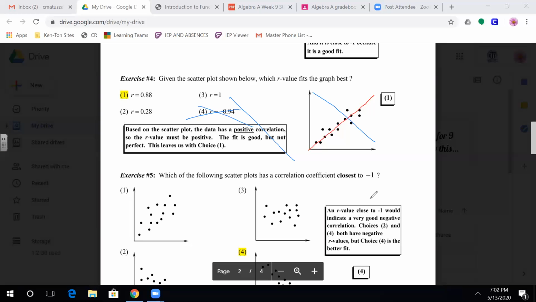For 1, r equals 1. That means that the dots all fit on the line that I drew perfectly. The dots make a perfect line, which they do not, so we can get rid of that. R equals 0.28. Remember, if we have -1, 0, and 1, it's going to be a weaker correlation, so that's going to fall here. The closer you get to 0, the more spread out the dots are going to be going both directions. That is why the answer is 0.88, because even though it's not a straight line, it's getting there, which is what 1 would be. So that's why that one's 0.88.